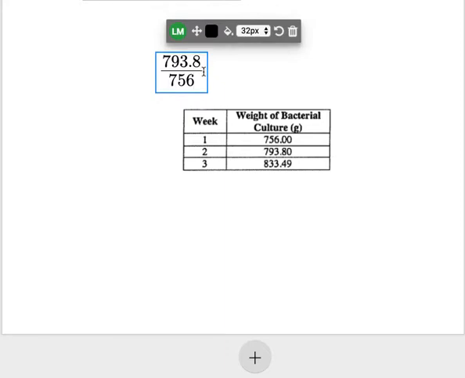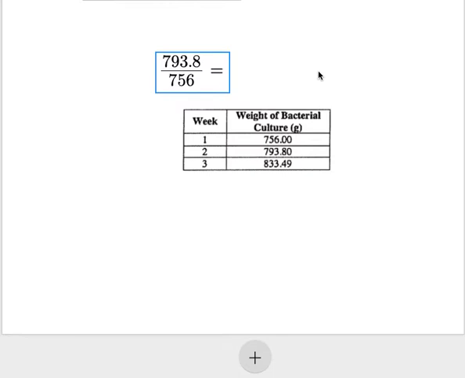And when I do that, I would just go to Desmos, or I'd go to my Chromebook calculator. When I do that, let me go ahead and do that real quick: 793.8 divided by 756, I'm going to get 1.05. Okay, but I'm not sure that's still the multiplier. I've just tried it once, so I need to go ahead and do that again.